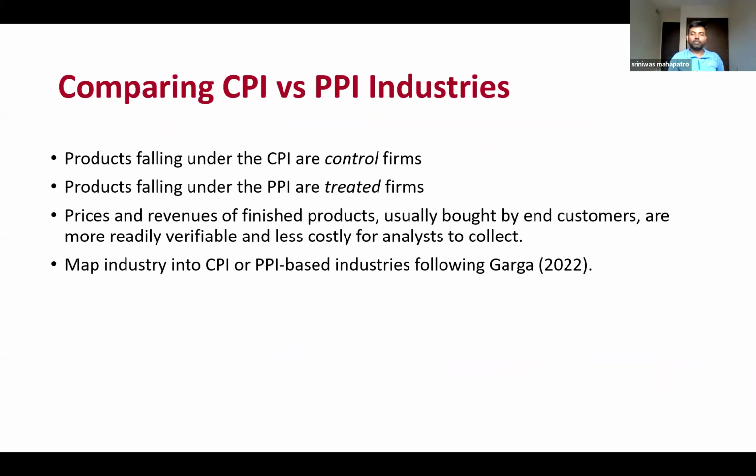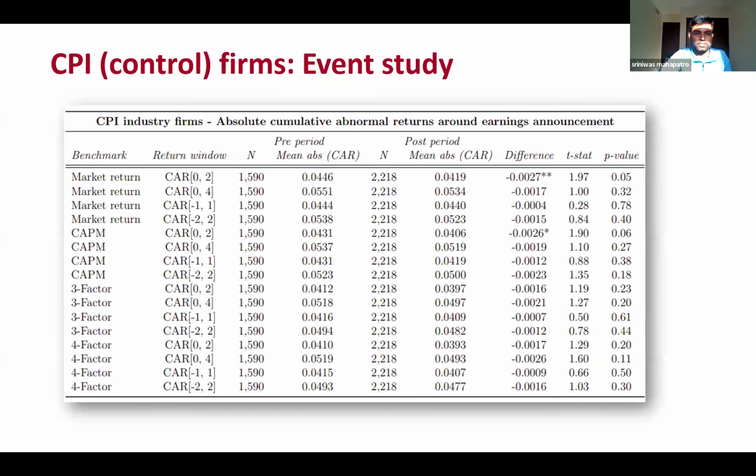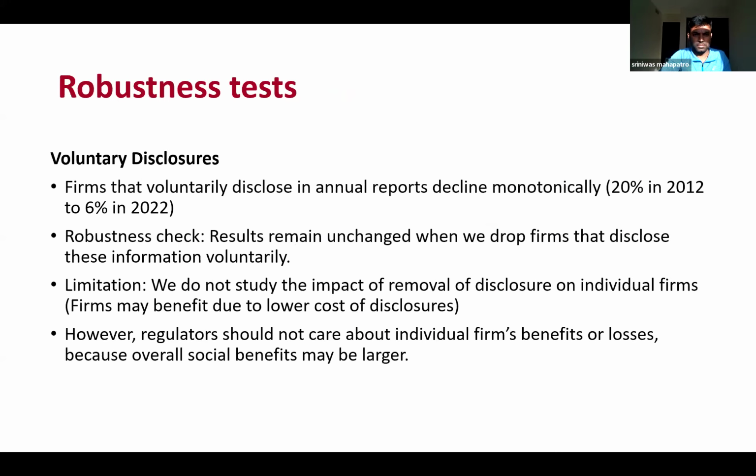CPI is your consumer price index. The intuition is that for the products in the CPI industries, getting information about their prices is way easier than getting the price information of PPI products. And we find similar results here with an alternate identification. Similarly, we do some matched sample tests based on the entropy balancing technique, and the results remain similar. We also talk about voluntary disclosure. I think Mark asked about it. We saw that the disclosure is actually monotonically reducing.